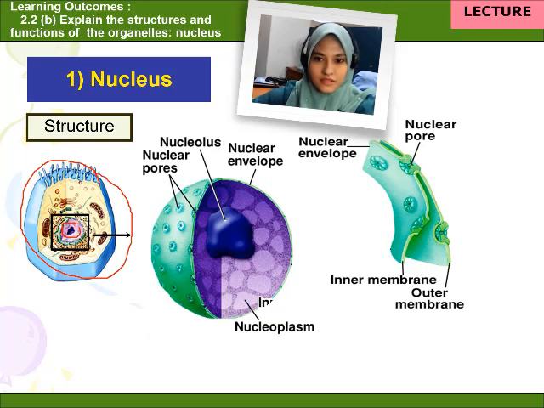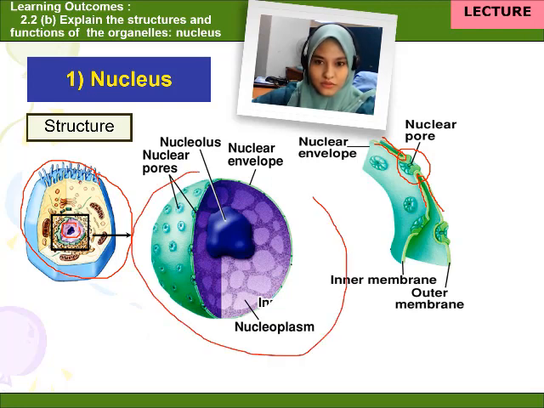The nucleus is enclosed by two layers of nuclear membrane. As you can see here, there are two layers of nuclear membrane, and the nuclear membrane fuses to form nuclear pores, this part here, which function to regulate the movement of molecules across the nuclear membrane. The nucleus also contains nucleoplasm, which is a jelly-like fluid that contains nucleolus and chromatin.